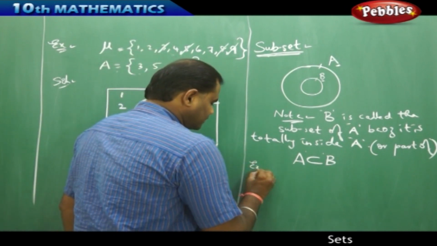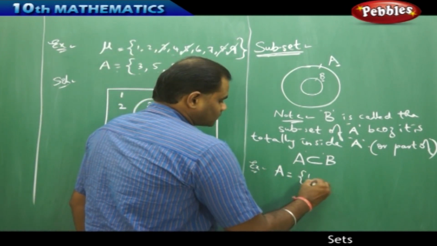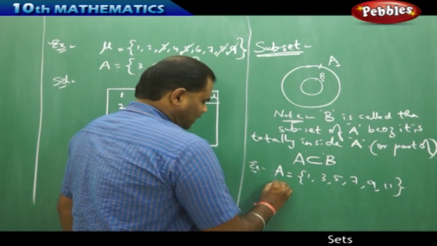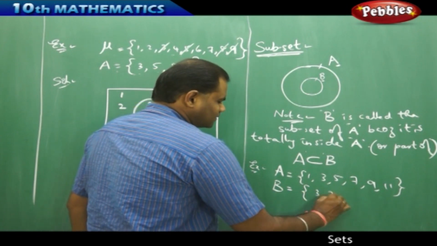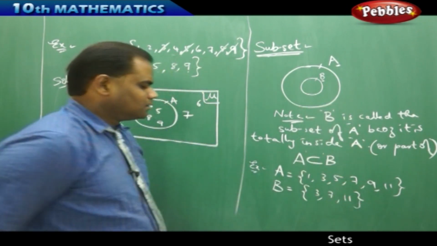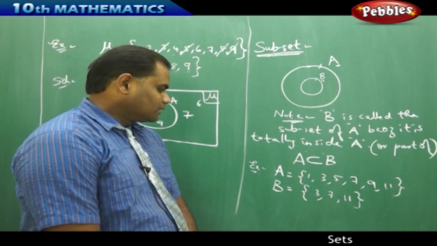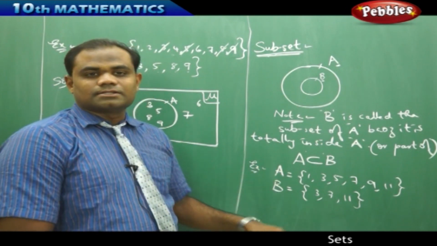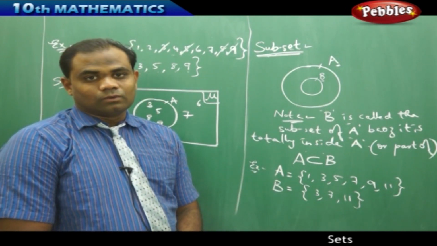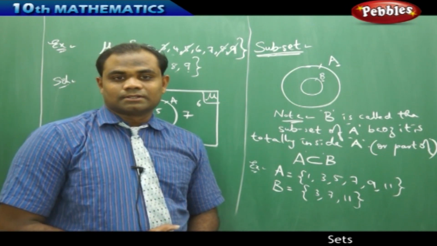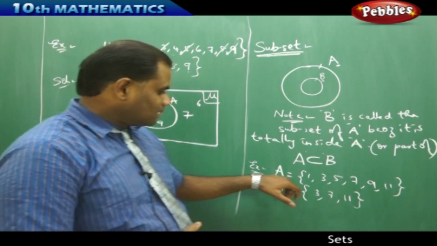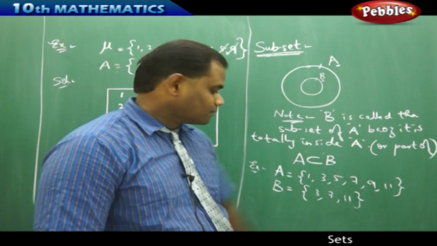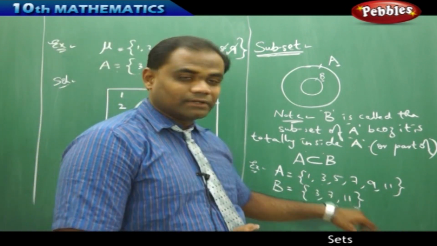So for example, I take the set A to be 1, 3, 5, 7, 9 and 11. Now I have my set B denoted with 3, 7, 11. Now how do I identify whether the given set B is a subset of A or the given set A is a subset of B? Is how we need to understand the concept of subsets. So as I clearly see through the example, the set A is given with the elements 1, 3, 5, 7, 9 and 11 and the set B given with 3 elements 3, 7 and 11.